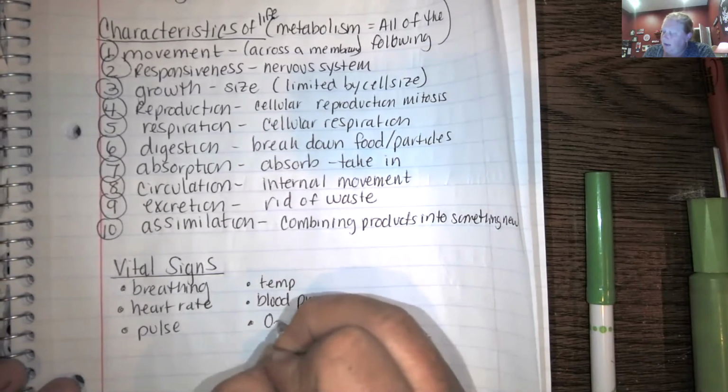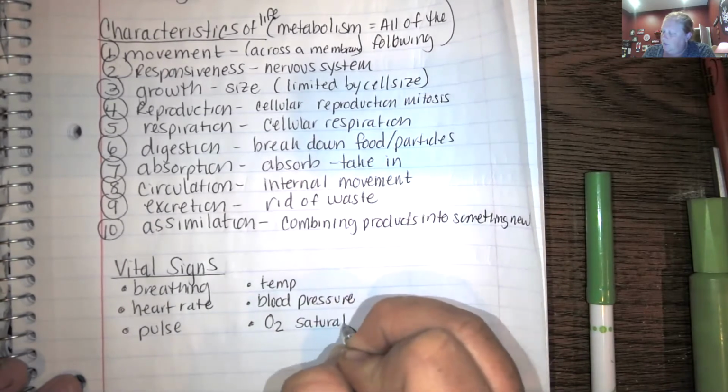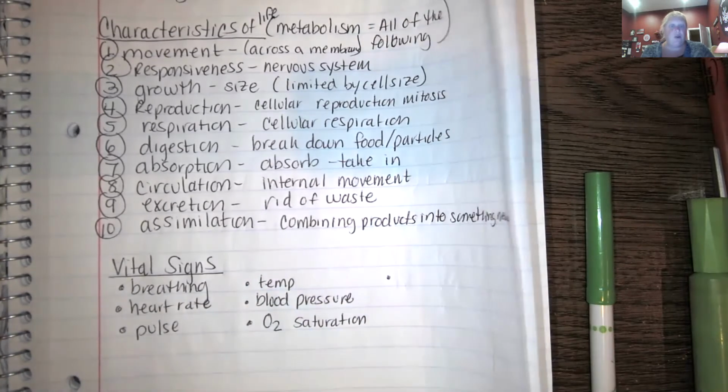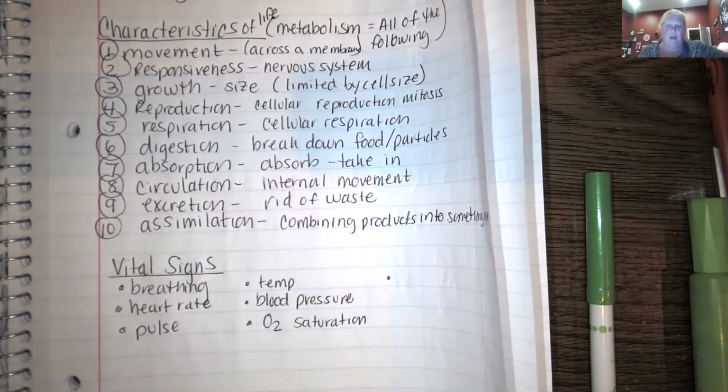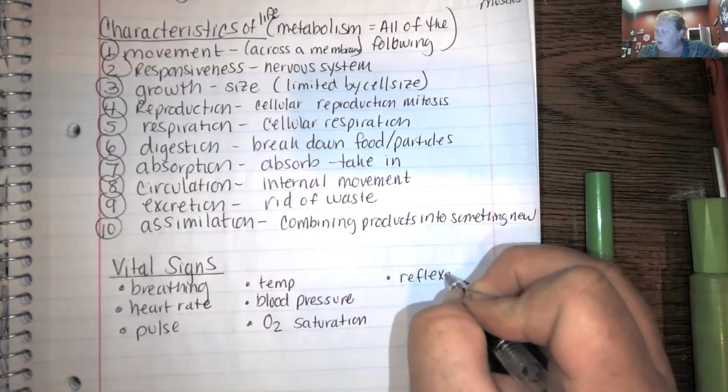Do you ever have that thing put on the end of your finger? That's O2 saturation. You should, of course, be in the 90s, the high 90s. Always looking at that when you have an asthma attack, if you're having trouble circulating the oxygen. And one of my favorite ones that they like to check, of course, the reflexes.